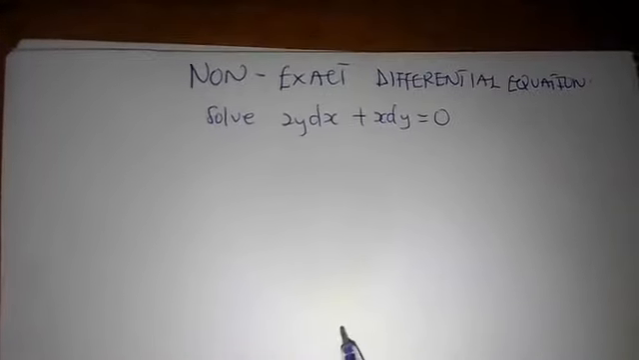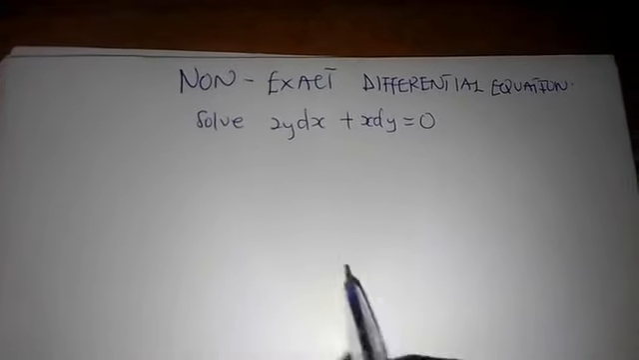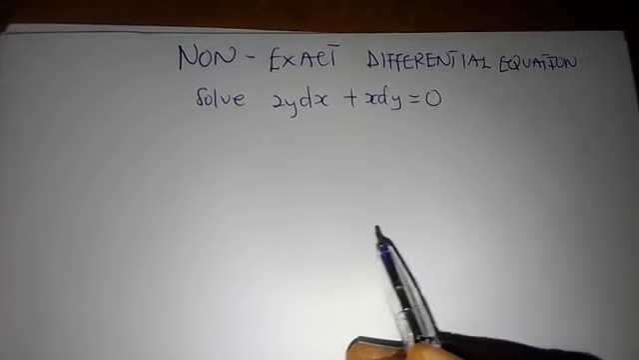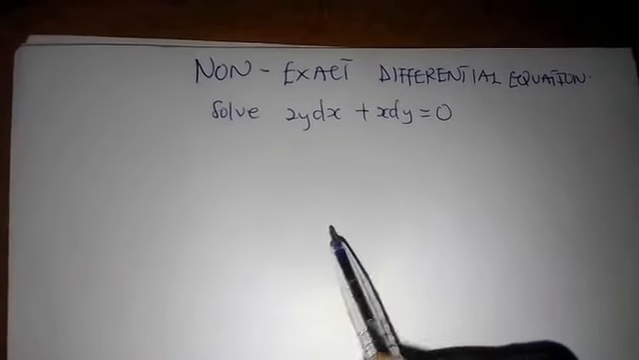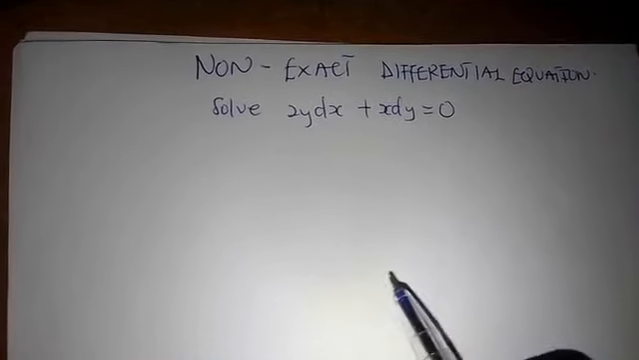In this video we're going to solve a differential equation problem which falls under the non-exact type of differential equation. So it says solve 2y dx plus x dy is equal to 0.